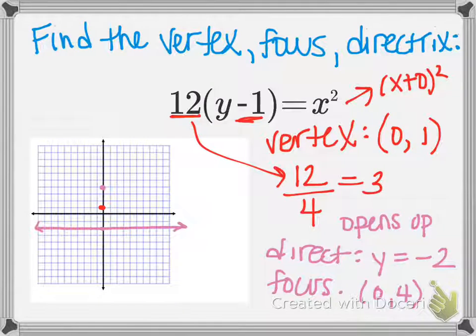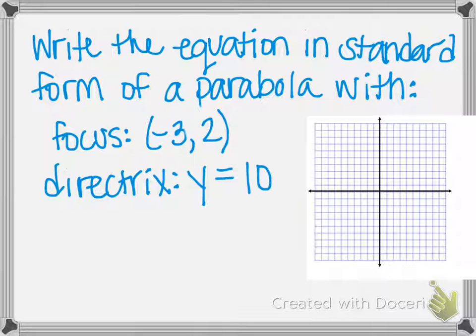Okay, one more example. So this time I give you some information about the parabola, but we don't know its equation and we don't know what the graph looks like. So again, I think a grid would be really helpful. So I'm going to first go ahead and plot my focus. Negative 3, 2 would be right around here. Okay, my directrix is y equals 10. Okay, that's all the way at the top up here.